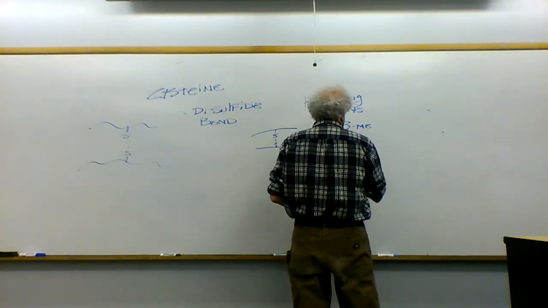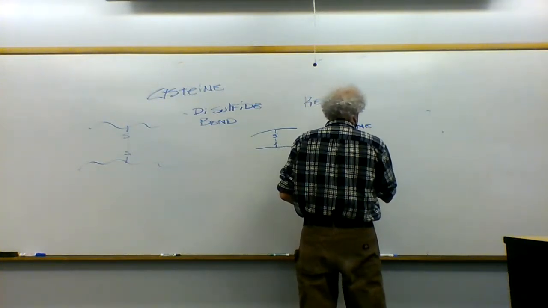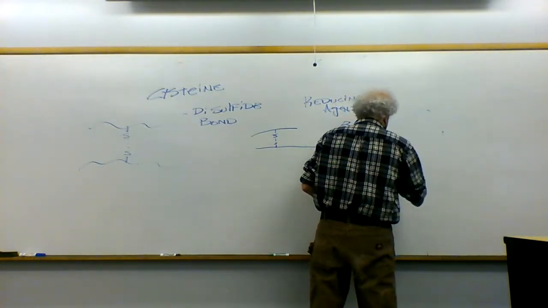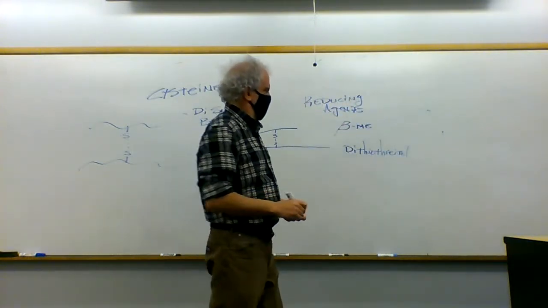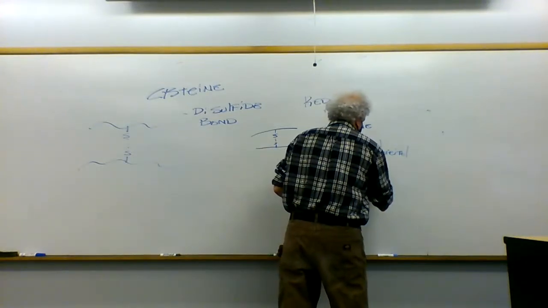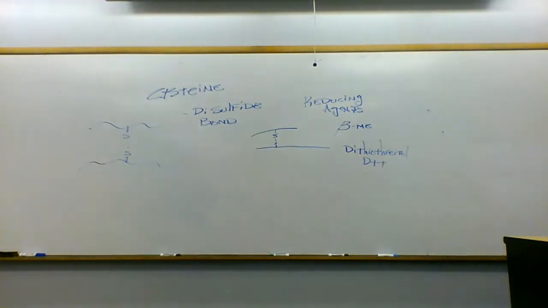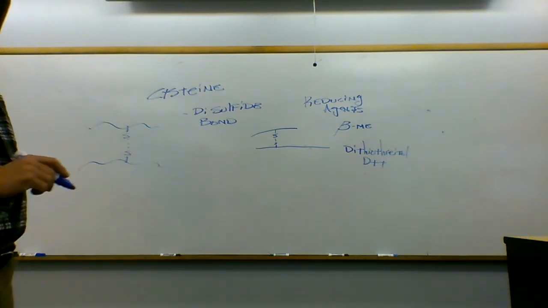There's another reducing agent called dithiothreitol, abbreviated as DTT. So if you ever see these in recipes and things, you'll know what they are. BME smells a lot like natural gas, rotten eggs, a really nasty smell. Dithiothreitol smells kind of like funky old tuna fish.